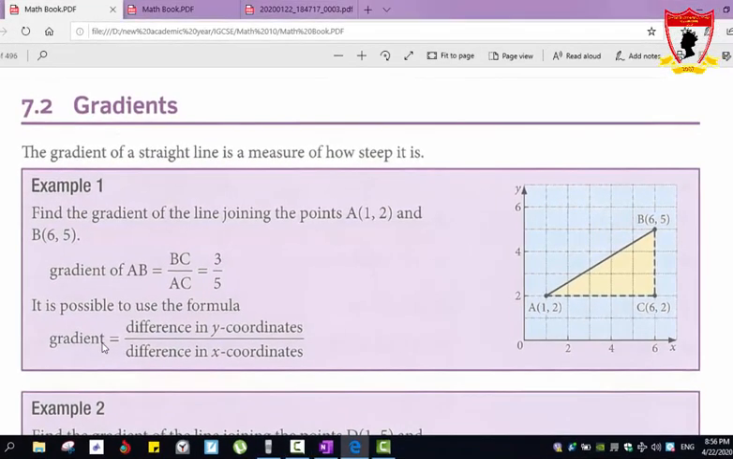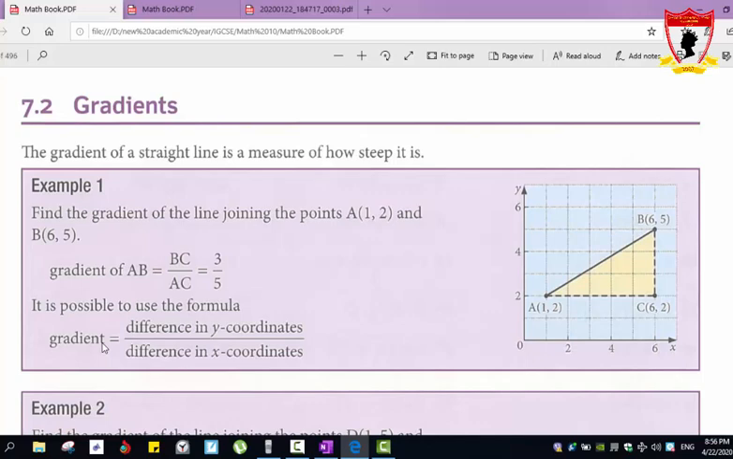This is Oxford Complete Mathematics for IGCSE students. Unit 7 is about graphs. 7.2 is about gradient. So gradient is our objective for this tutorial. Simply, gradient is for straight lines.